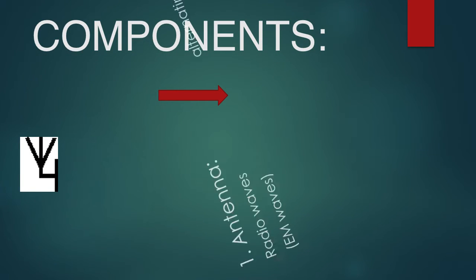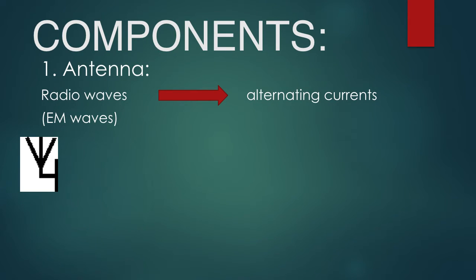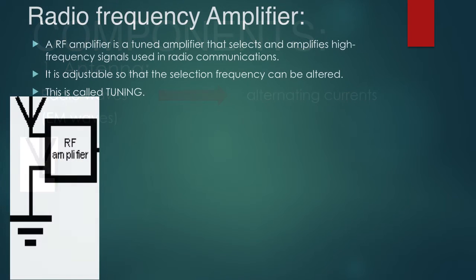First comes the antenna. It intercepts the radio waves that are of the electromagnetic waveform and then converts them to tiny alternating currents that are sent to a circuit. Then comes the RF amplifier, which is a tuned amplifier that selects and amplifies high frequency signals. It is adjustable so that the selection frequency can be altered, and this is called tuning. This is how you tune between stations.